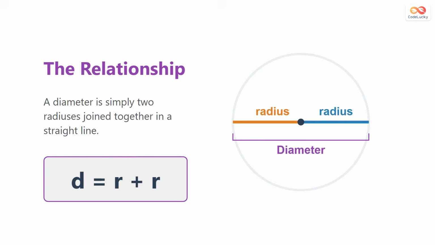Here is the secret connection between the radius and the diameter. Since a radius goes from the center to the edge, and a diameter goes from edge to edge through the center, a diameter is essentially just two radiuses put together back to back. One radius to the left and one radius to the right.